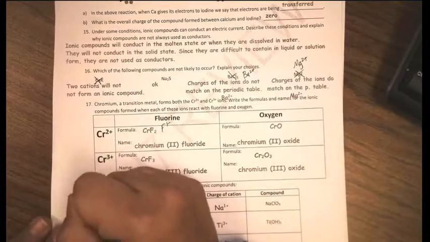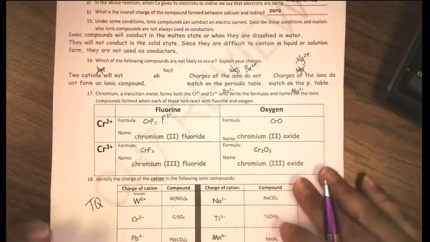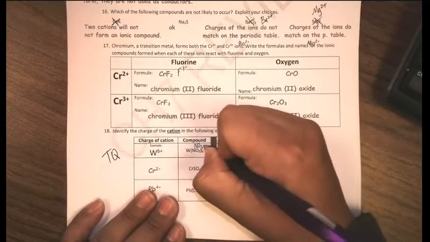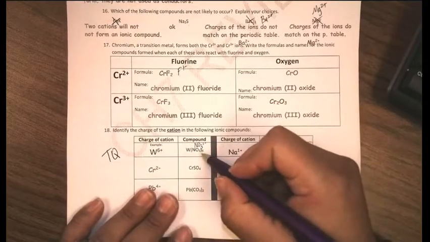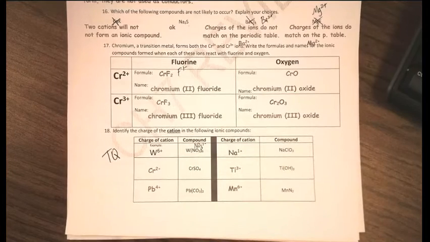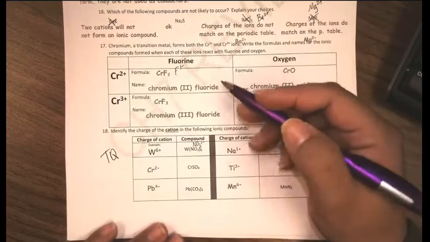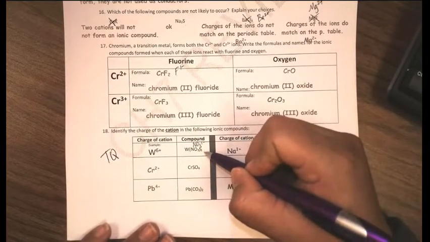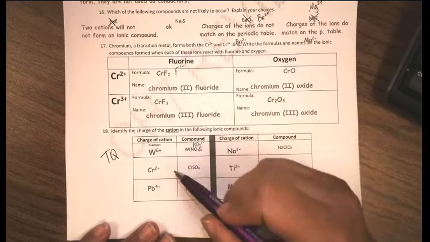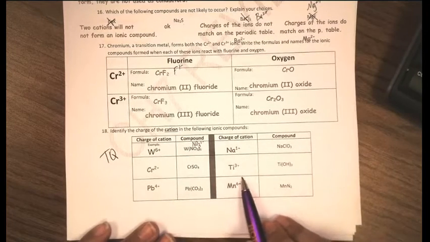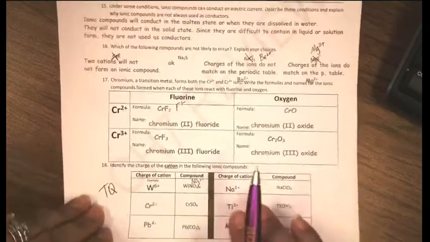You also have to know how to do a problem like 18. There was an example here. NO3 is 1-, right? So tungsten, if you look at your periodic table, there's multiple charges that tungsten can be. It's 6+, because in order for us to get this formula, it has to be a 6+. So here's Cr2+, Pb4+, Na1+, Ti3+, Mn6+.